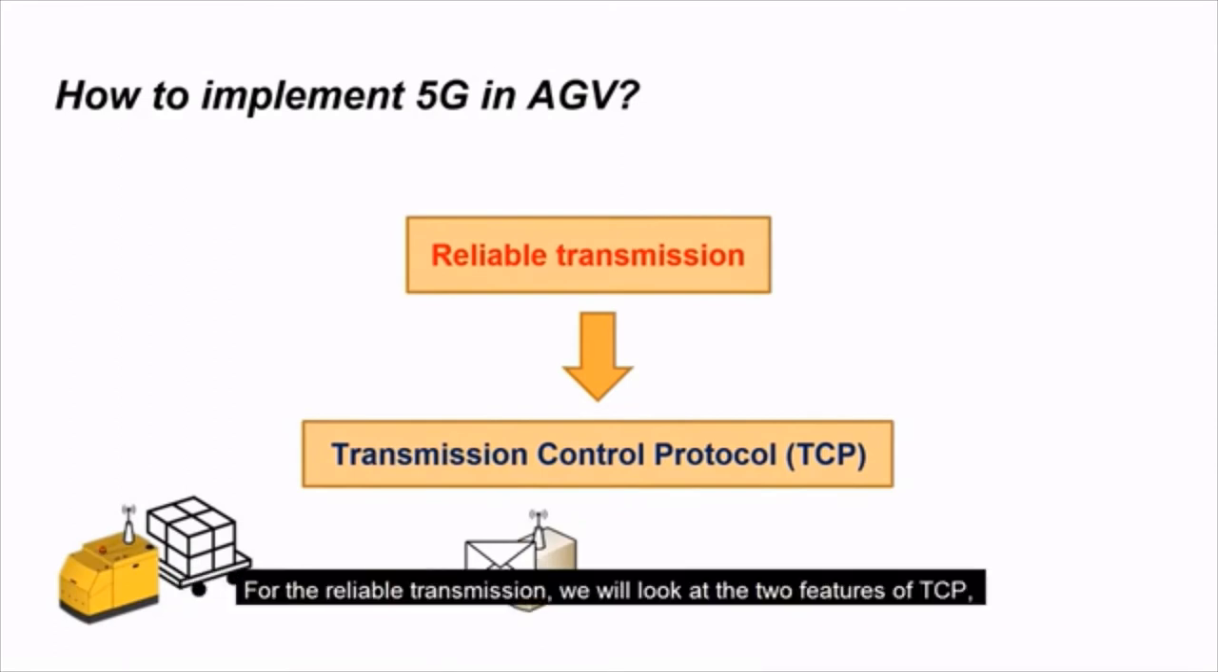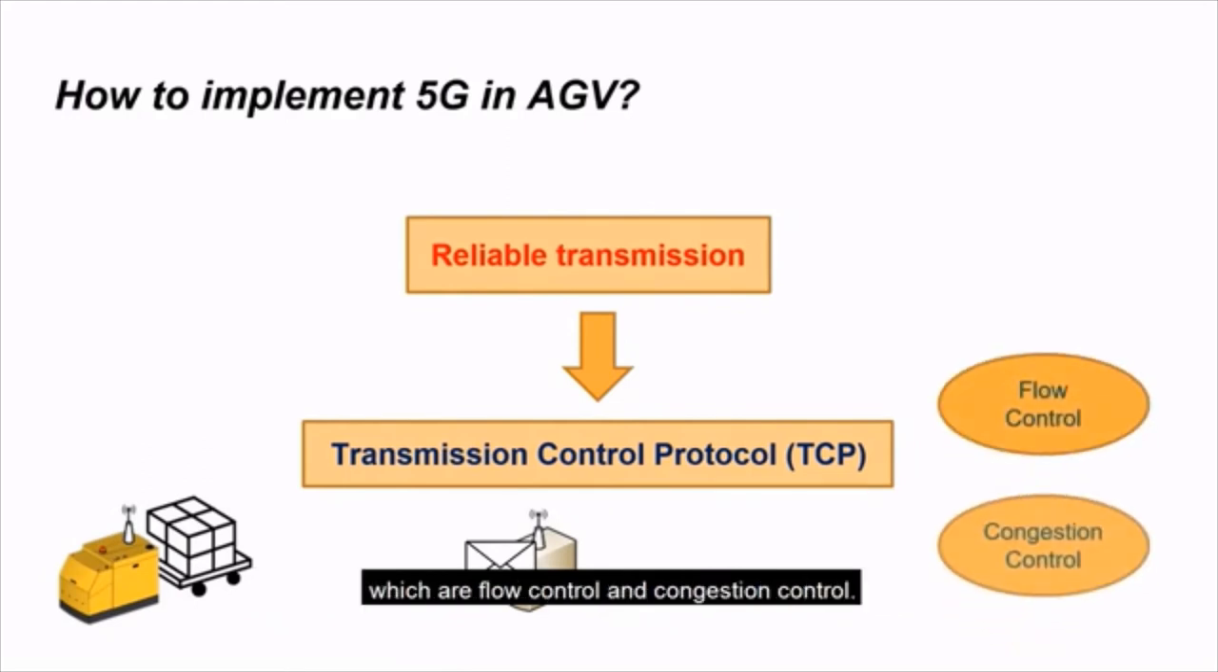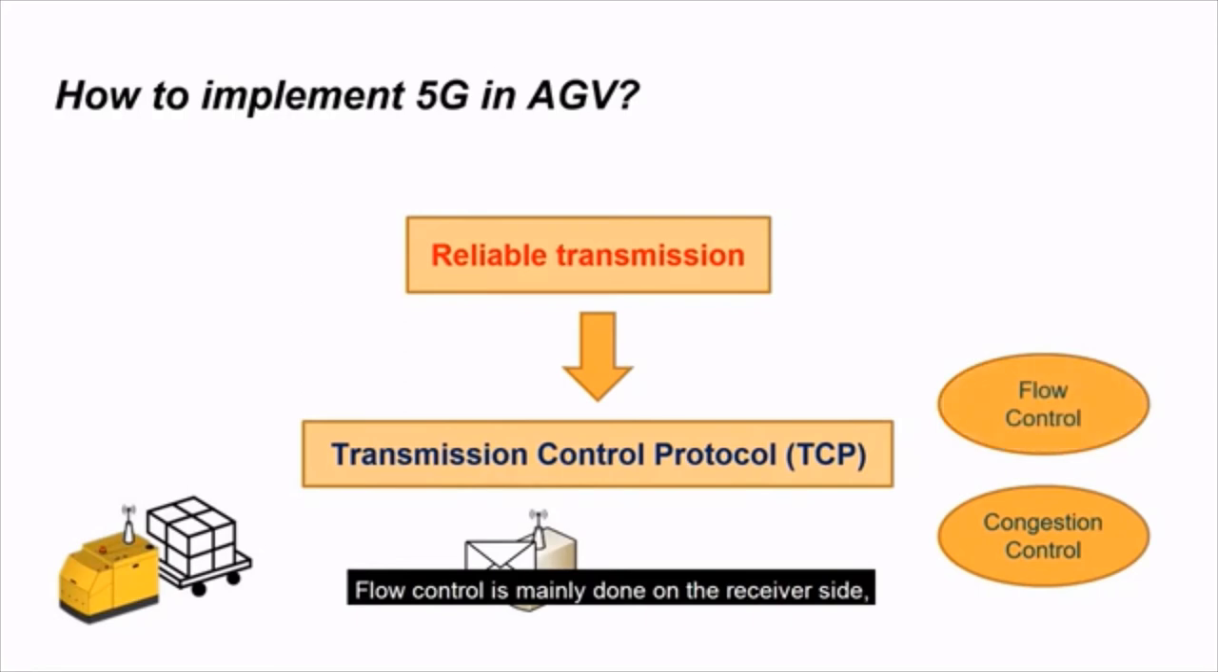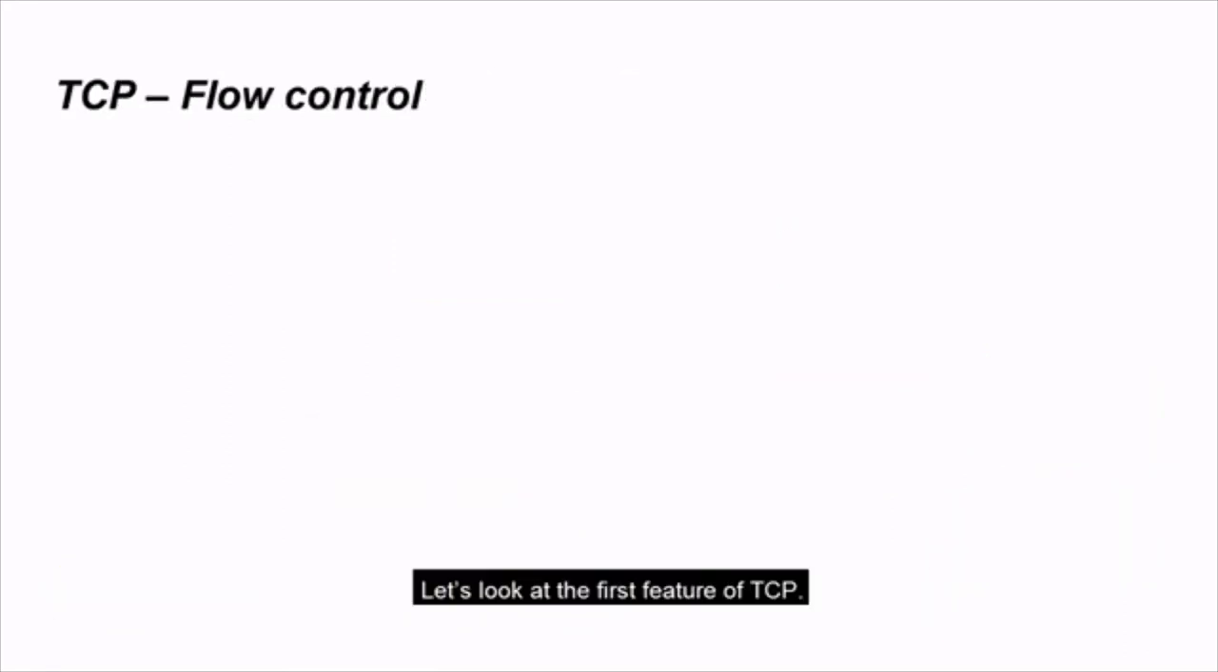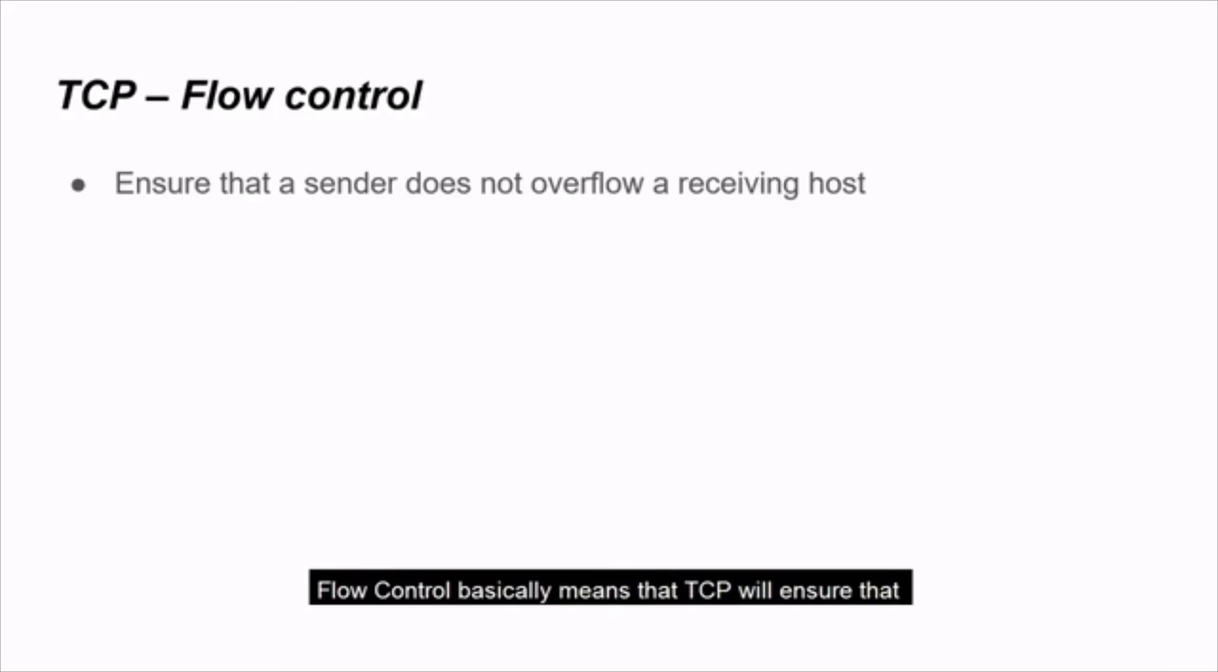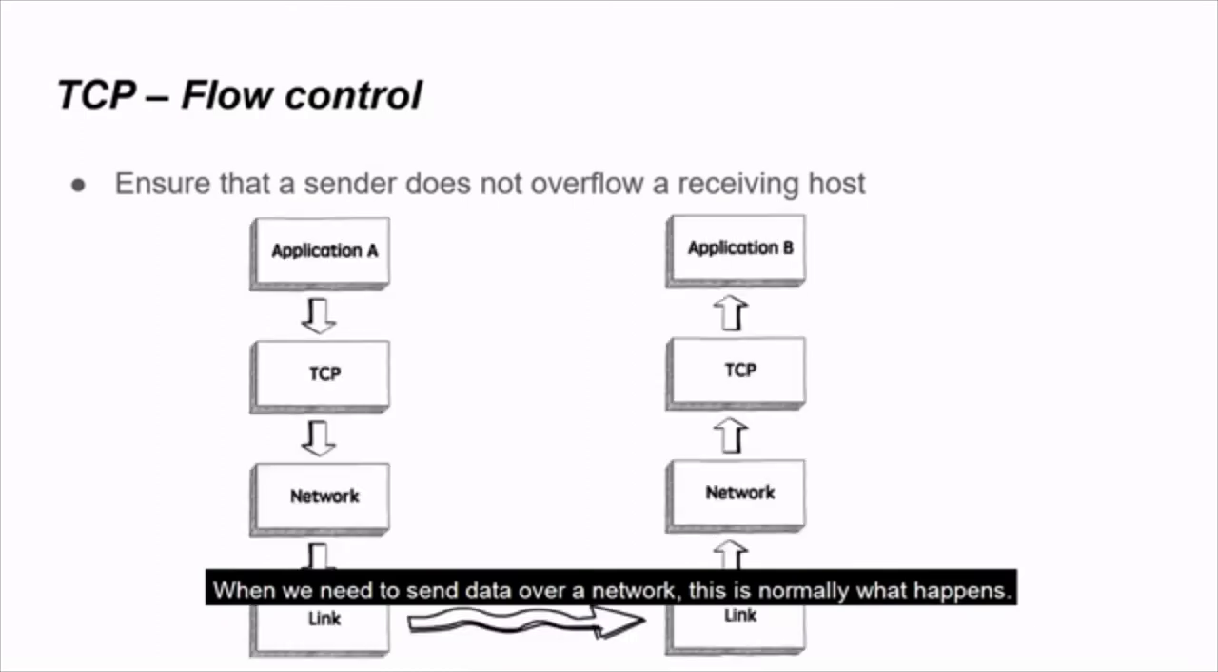For the reliable transmission, we will look at the two features of TCP, which are flow control and congestion control. Flow control is mainly done on the receiver side, and the congestion control is mainly done on the sender side. Let's look at the first feature of TCP. Flow control basically means that TCP will ensure that the sender is not overwhelming the receiver with more data than it can handle. When we need to send data over a network, this is normally what happens.